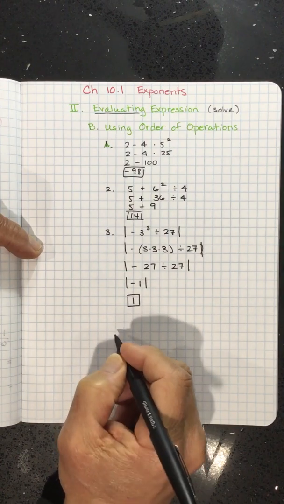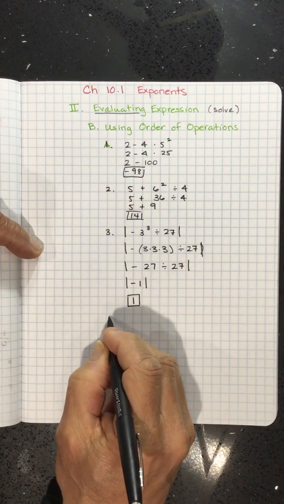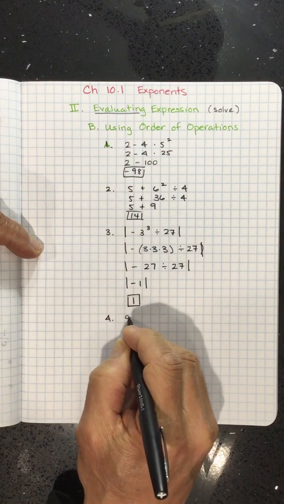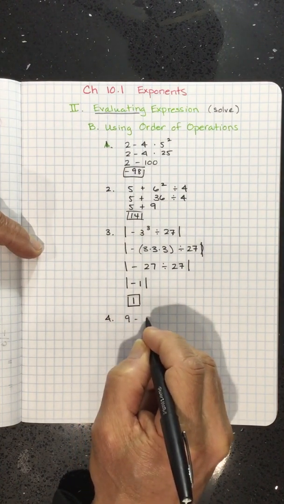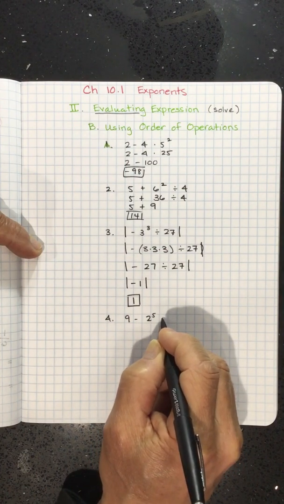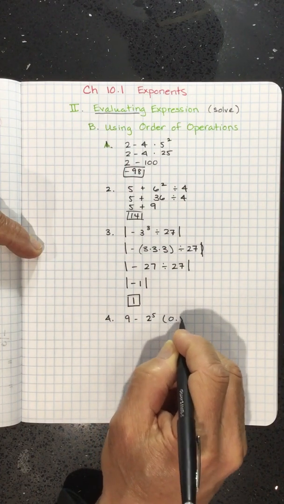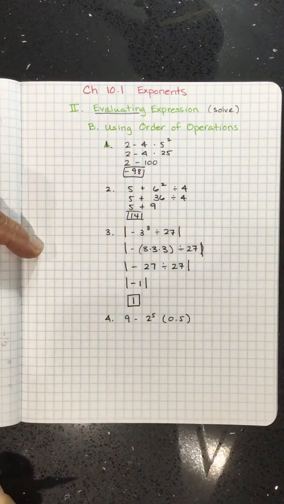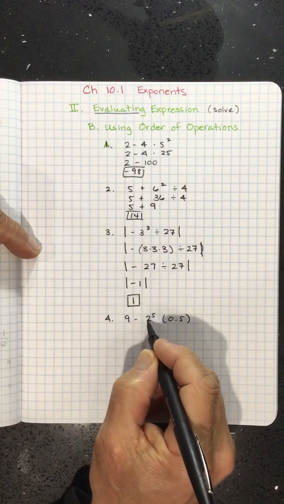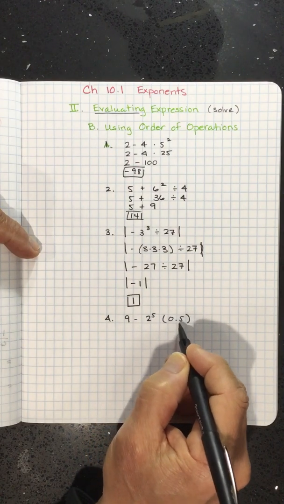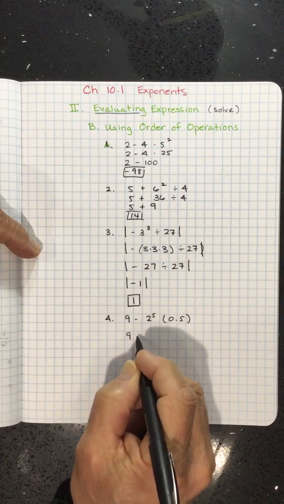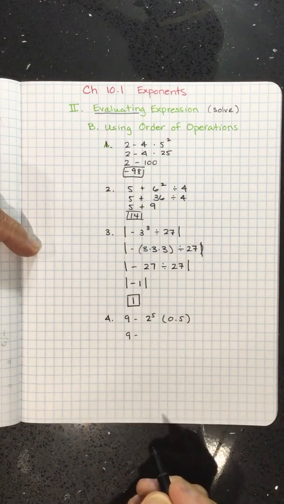All right, and then finally, number 4. Sorry for hustling through this, but the videos take some time to download. I'm going to put that in parentheses now. All right, so here we go. We have 9 minus 2 to the 5th times half, all right? So first things first, let's take care of that exponent. 2 to the 5th, right?